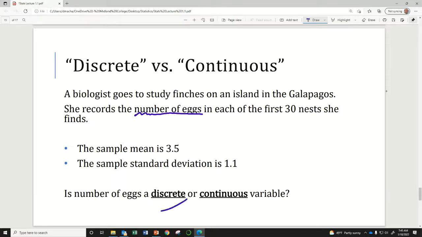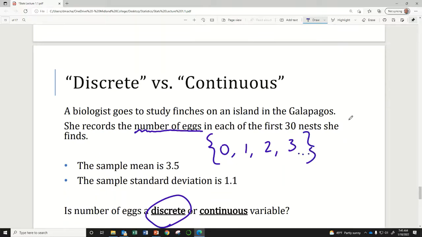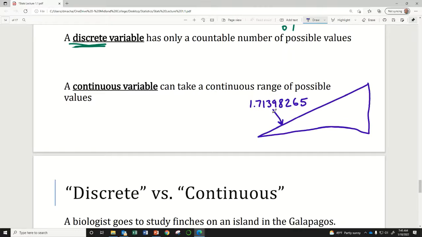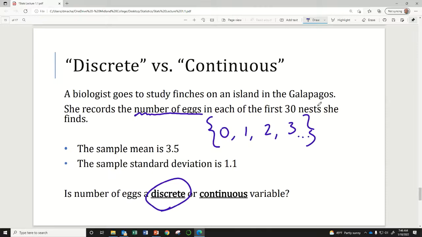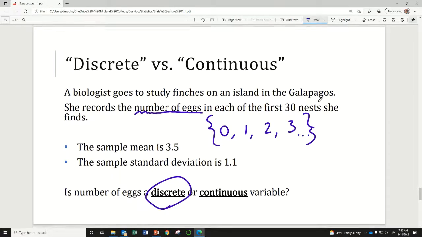And in our case, this is a discrete variable because the number of eggs that we're allowed to record could be 0 eggs, 1 egg, 2 eggs, 3 eggs, and so on. But we wouldn't be allowed to have 1.7139 eggs. That just wouldn't make any sense. And so the number of eggs that we find in a nest is a discrete variable.